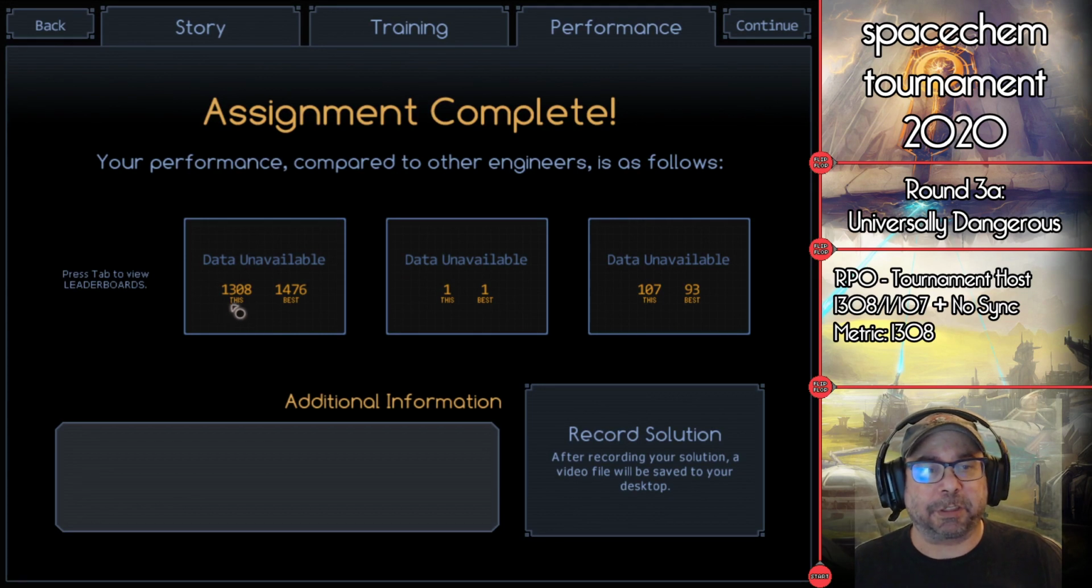RP0 did 1308 cycles and used no syncs, giving him a metric of 1308 cycles. No points for the tournament host. I'm sorry, RP0. Thank you, anyways. Thank you for a great puzzle. I certainly enjoyed it.